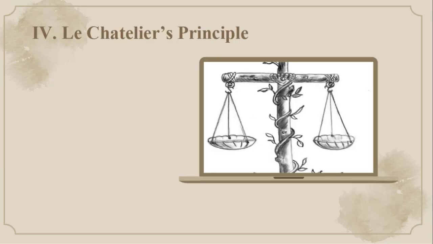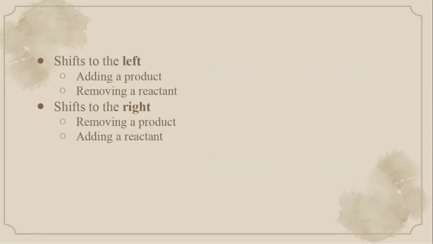And now we're going to be talking about Le Chatelier's principle. For reactions that shift to the left, that is when you're adding a product or removing a reactant. And if you're shifting to the right, that means you have removed a product or you have added a reactant. This will always be the case: adding a product or removing a reactant will always shift to the left, and in this case, it'll always shift to the right.